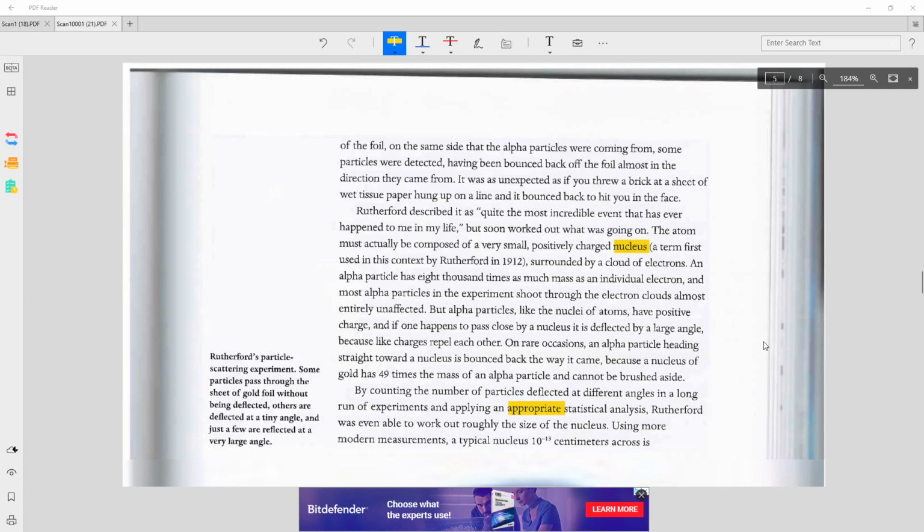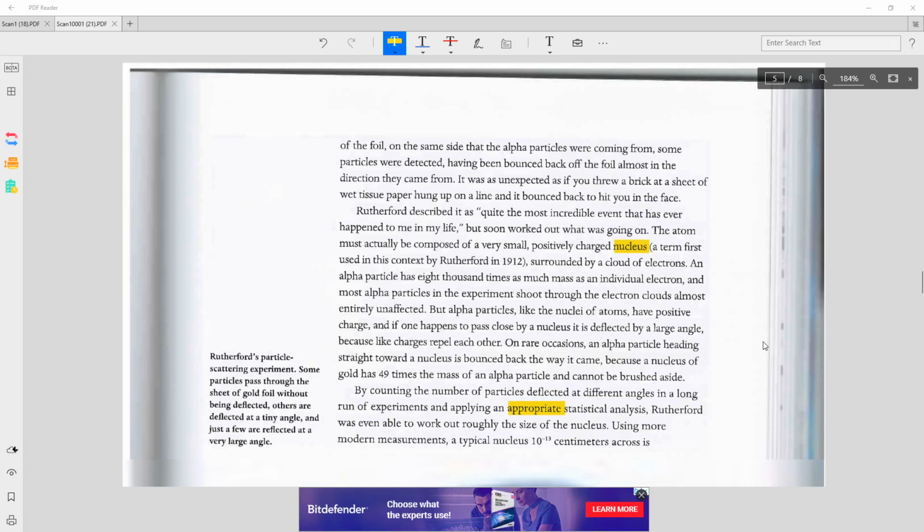Rutherford described it as quite the most incredible event that has ever happened to me in my life. But he soon worked out what was going on. The atom must actually be composed of a very small positively charged nucleus, the term first used in this context by Rutherford in 1912, surrounded by a cloud of electrons.